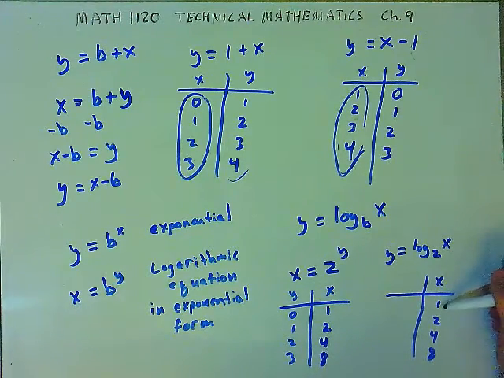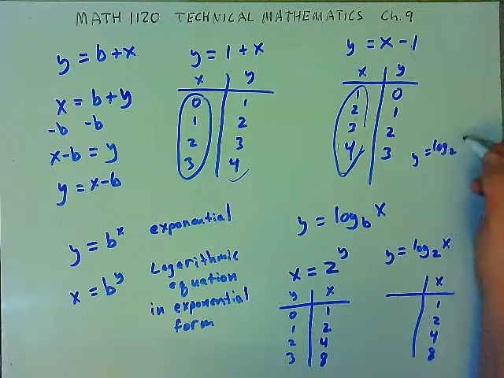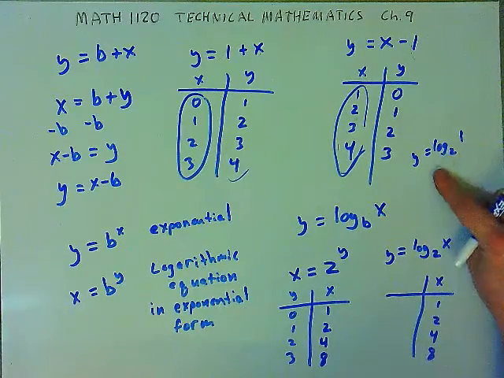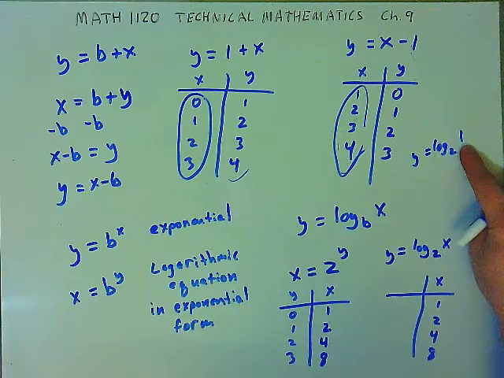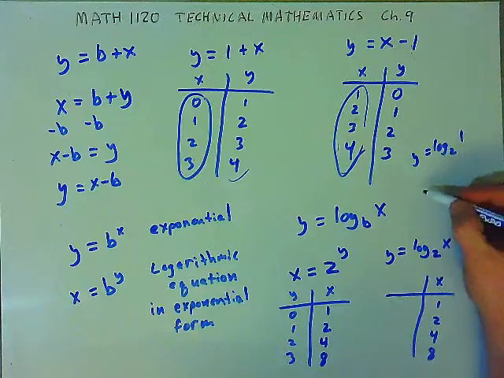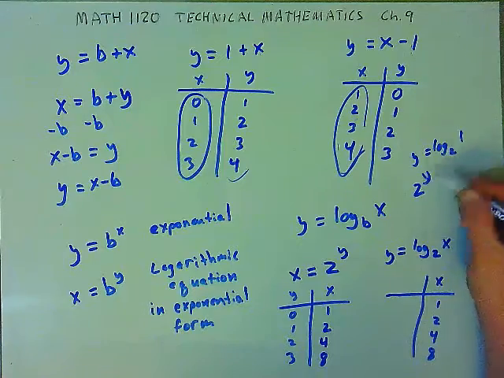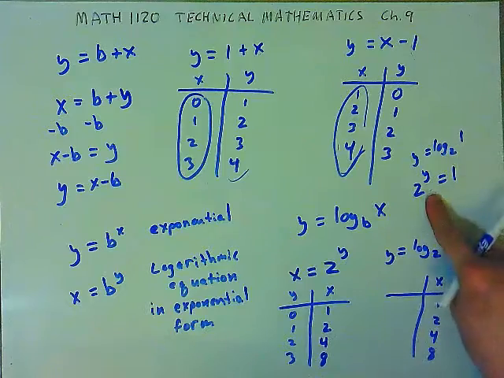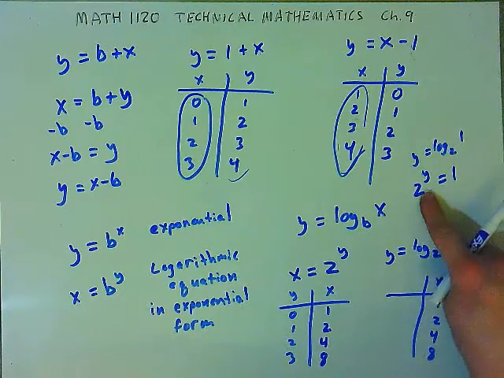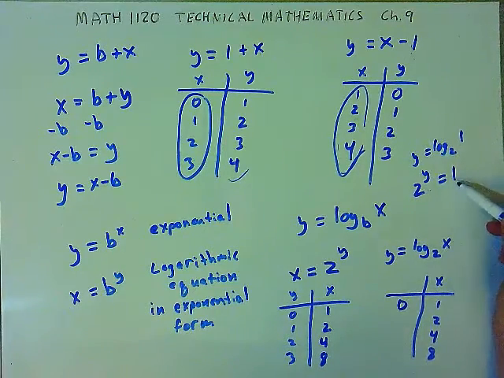So let's let x be 1. When x is 1, we're saying that y equals log base 2 of 1. And the logarithm is asking us the question, 2 to what power is equal to 1? This is equivalent to saying 2 to some power, the y power, is equal to 1. So what number would we plug in for y so that 2 to that power is equal to 1? The answer is 0. 2 to the 0th power is equal to 1.